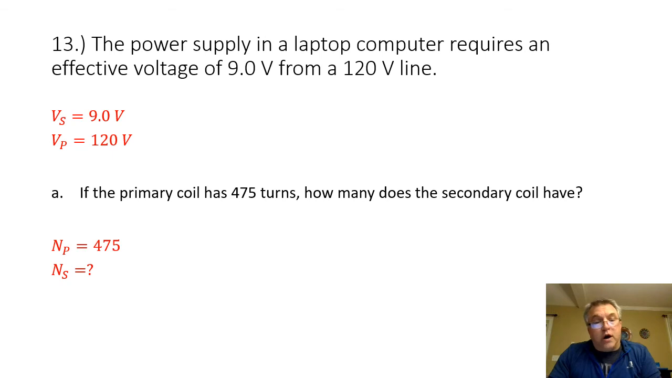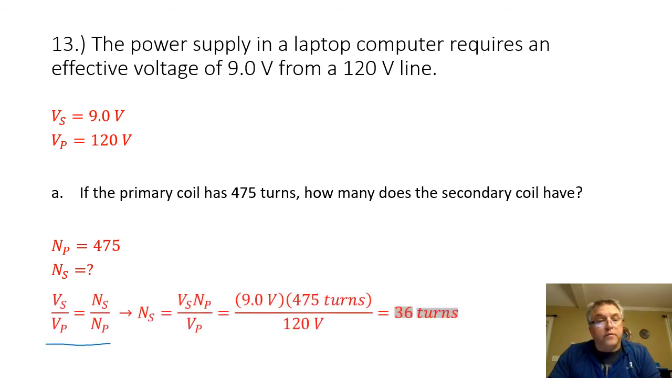We go back to our formula for transformers and for voltage. So the ratio between the secondary voltage and the primary voltage is equal to the ratio between the number of turns on the secondary coil to the number of turns on the primary coil. Once again, we cross multiply and solve for the number of turns on the secondary coil. When we do that, we end up with NS equals VS times NP divided by VP. Plugging in my known values for that, I am going to get the number of turns on the secondary coil is equal to 36 turns.